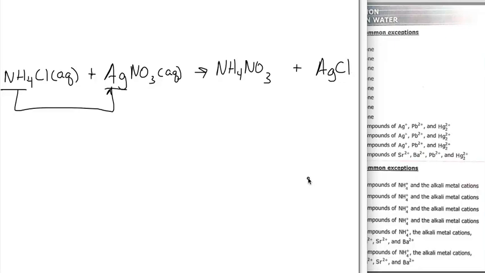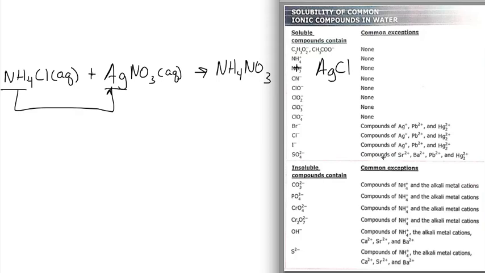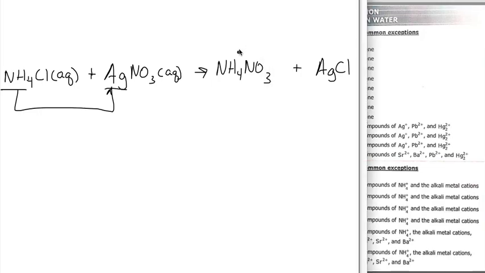Alright, so now we need to look at ammonium nitrate and silver chloride and see if they are soluble or not. Looking at our table, if you look at the nitrate, which is right underneath the plus sign, nitrates are, by rule, soluble. And so our ammonium nitrate is soluble, which means it's aqueous, because if it's soluble, it's going to dissolve, correct? So you would put the little aqueous sign behind it.